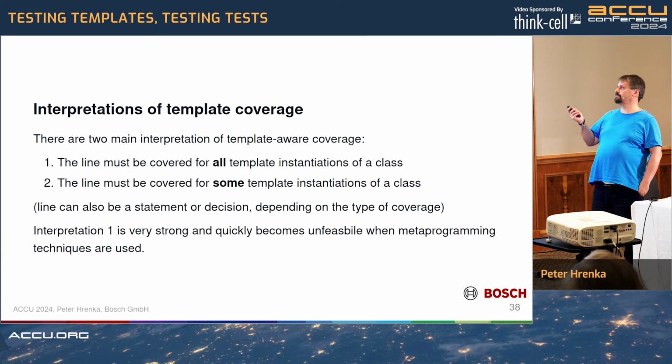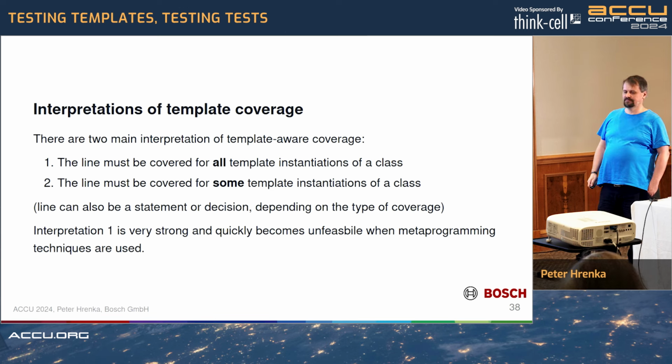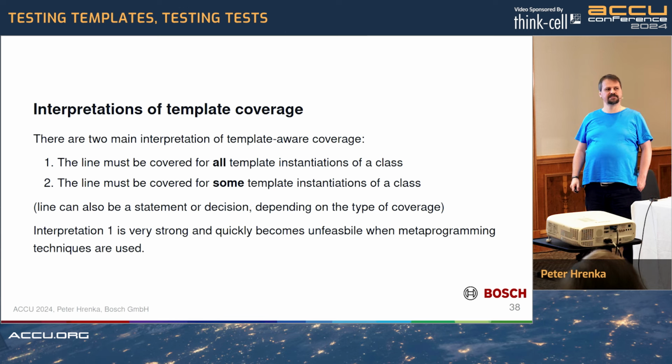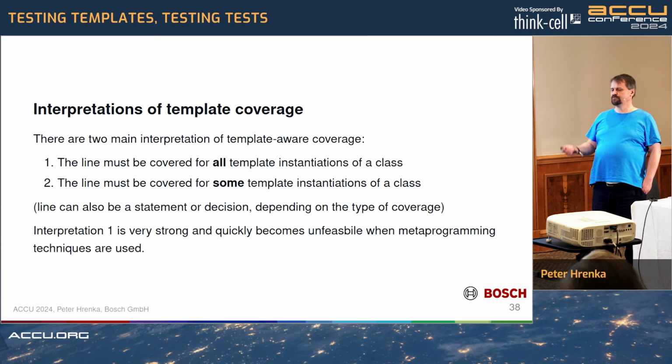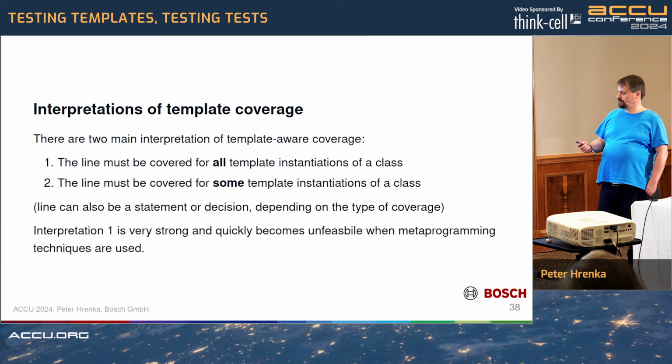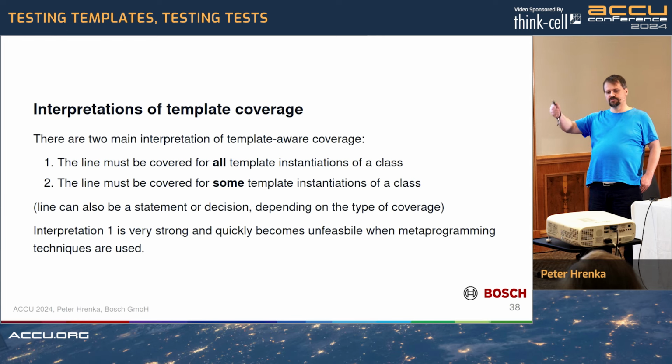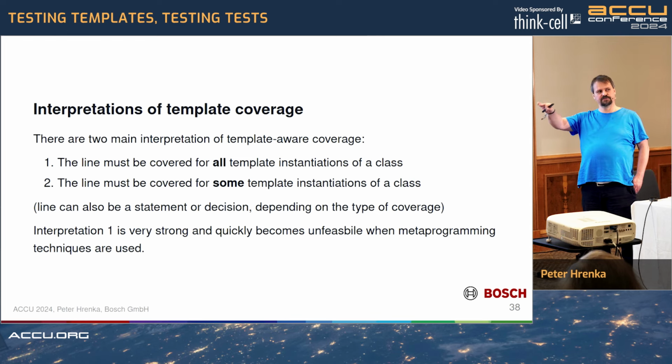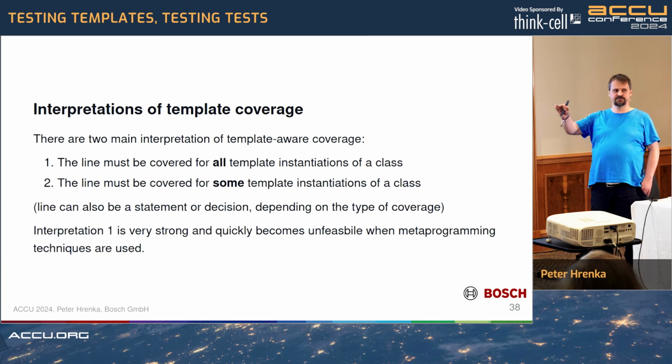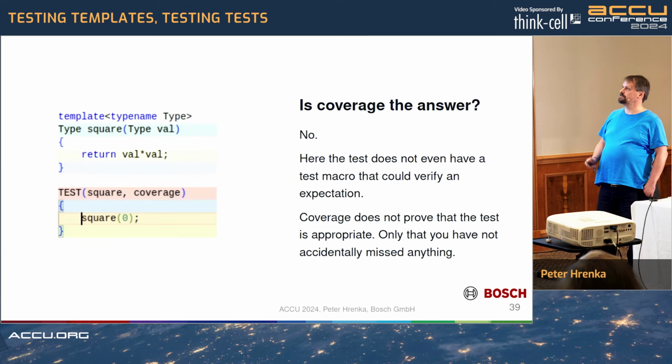I think the first interpretation is too strict. In practical systems it's not reachable, especially if you have things like SFINAE or funny specializations. You cannot practically reach that. I'd rather stick to interpretation 2. So at least we should have that every line that we can reach is covered, and our tool is showing us that we can do that.